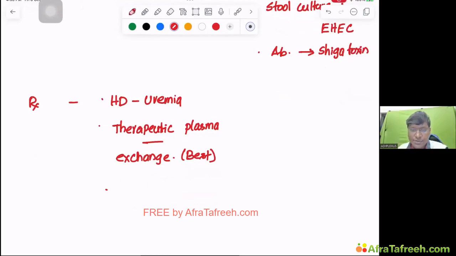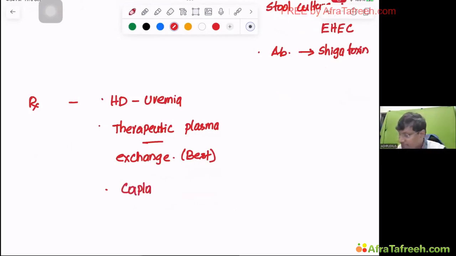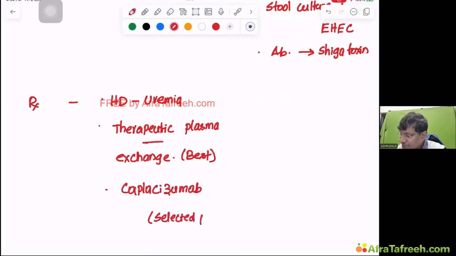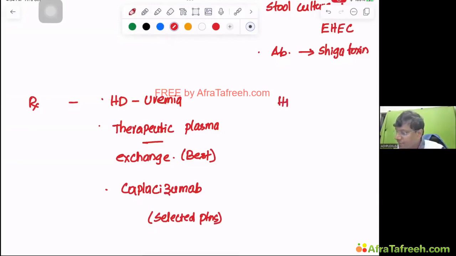The other way is you can give some monoclonal antibodies in selected patients. And what is that monoclonal antibody? We have Caplacizumab. This Caplacizumab is a monoclonal antibody which is given in selected patients for, sorry, for thrombotic thrombocytopenic purpura. And for the Shiga toxin mediated hemolytic uremic syndrome, like we do hemodialysis for the severe kidney disease.